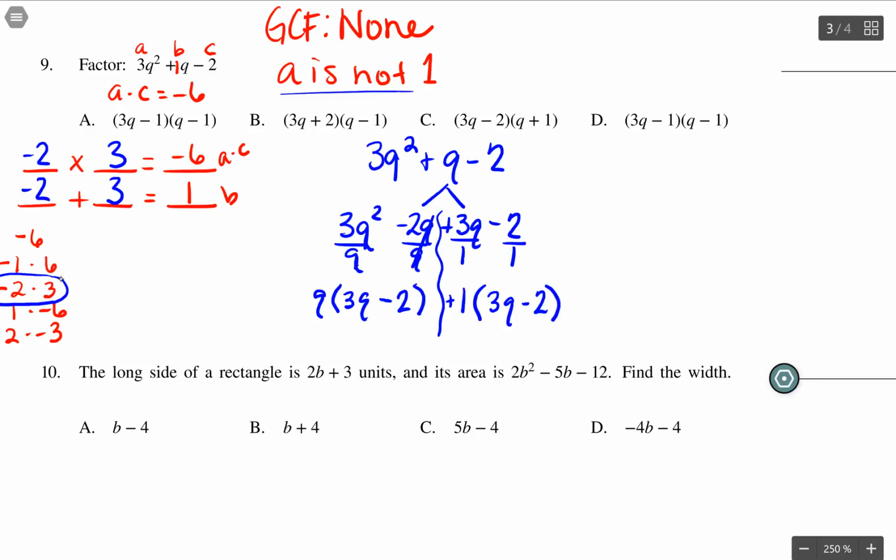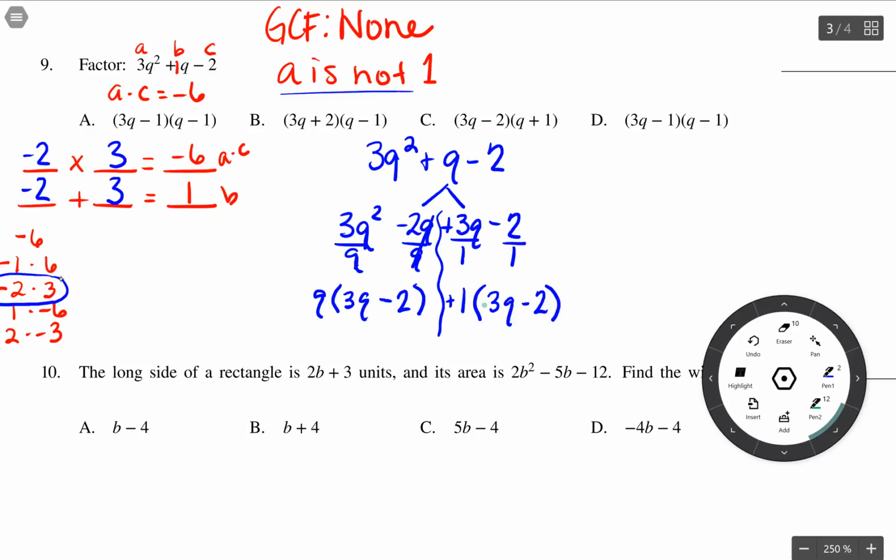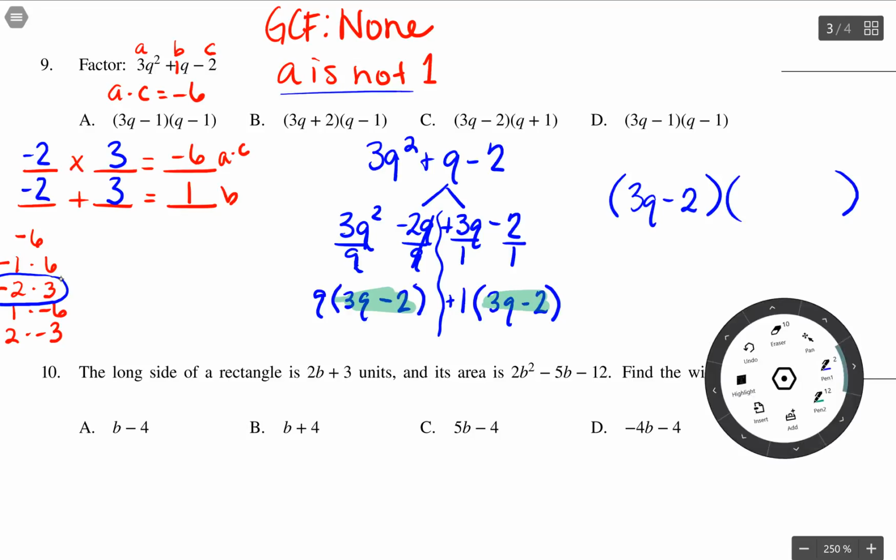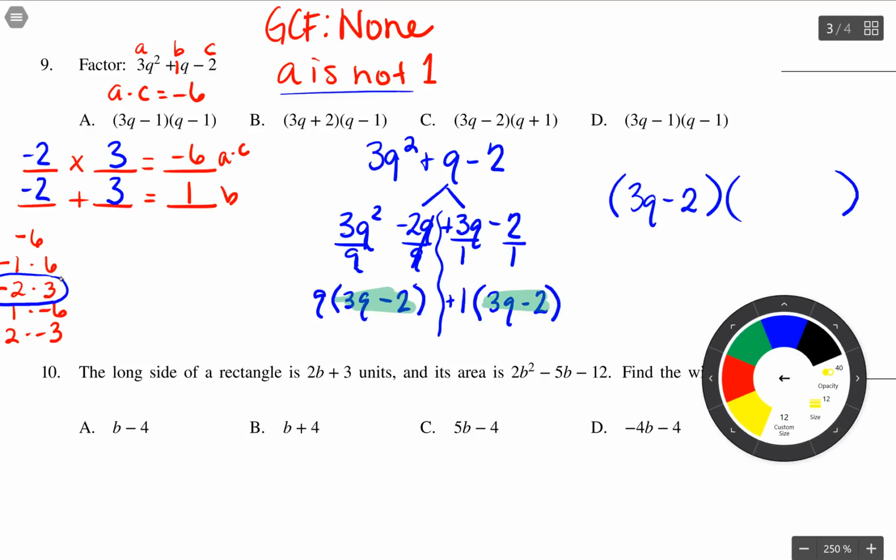So then for my answer, first I want to make sure that my two sets of parentheses are exactly the same. And if that's true, then I can go ahead and write my answer. First set of parentheses can be the part that's the same, the 3q minus 2. And then the second set of parentheses are the GCFs, the q plus 1. So that is answer choice C.